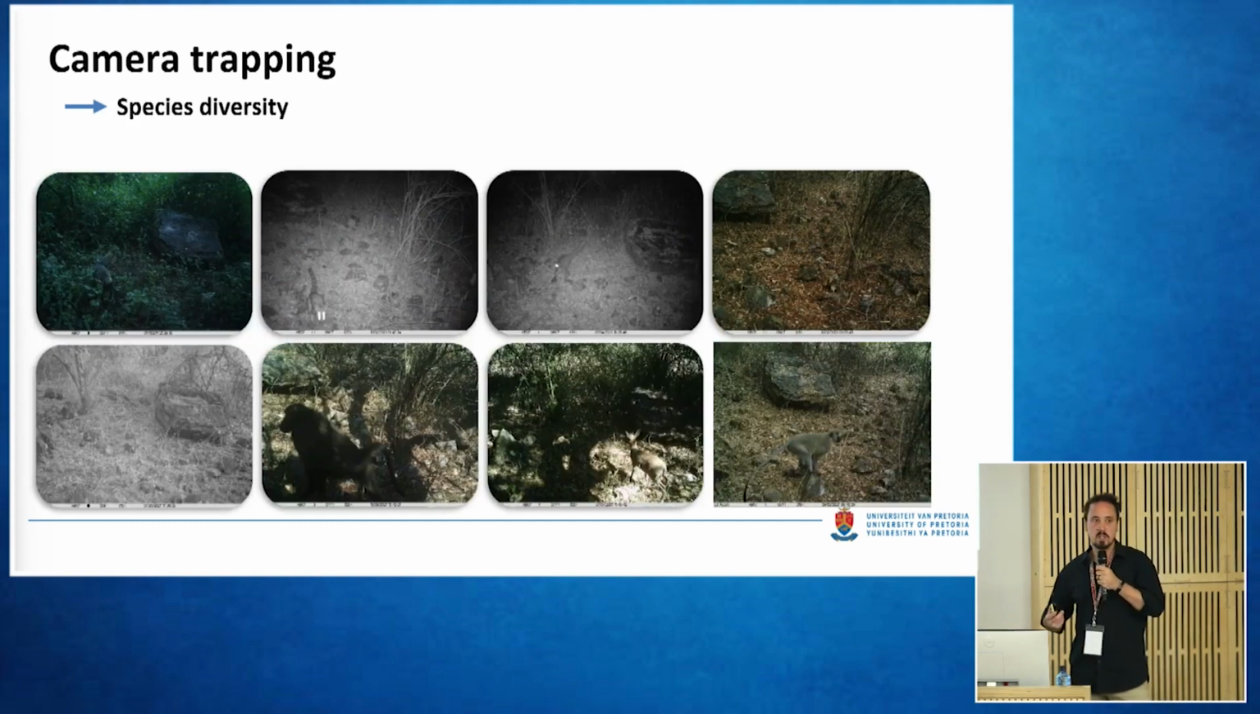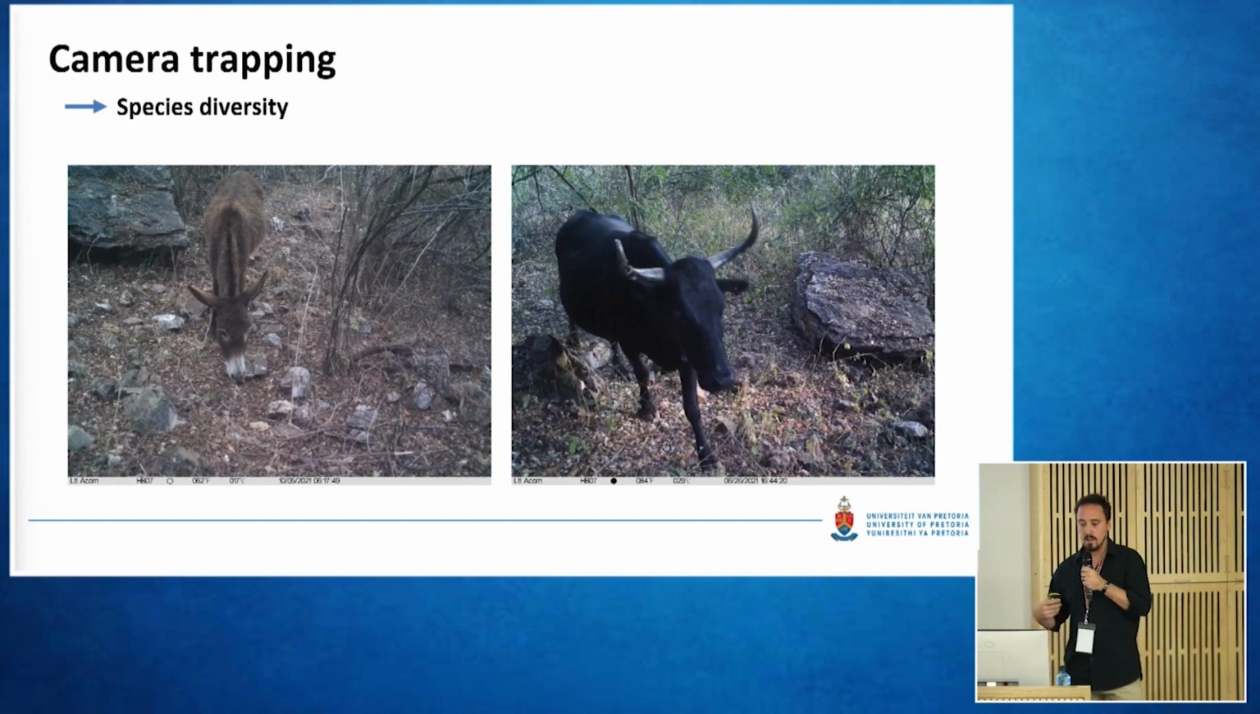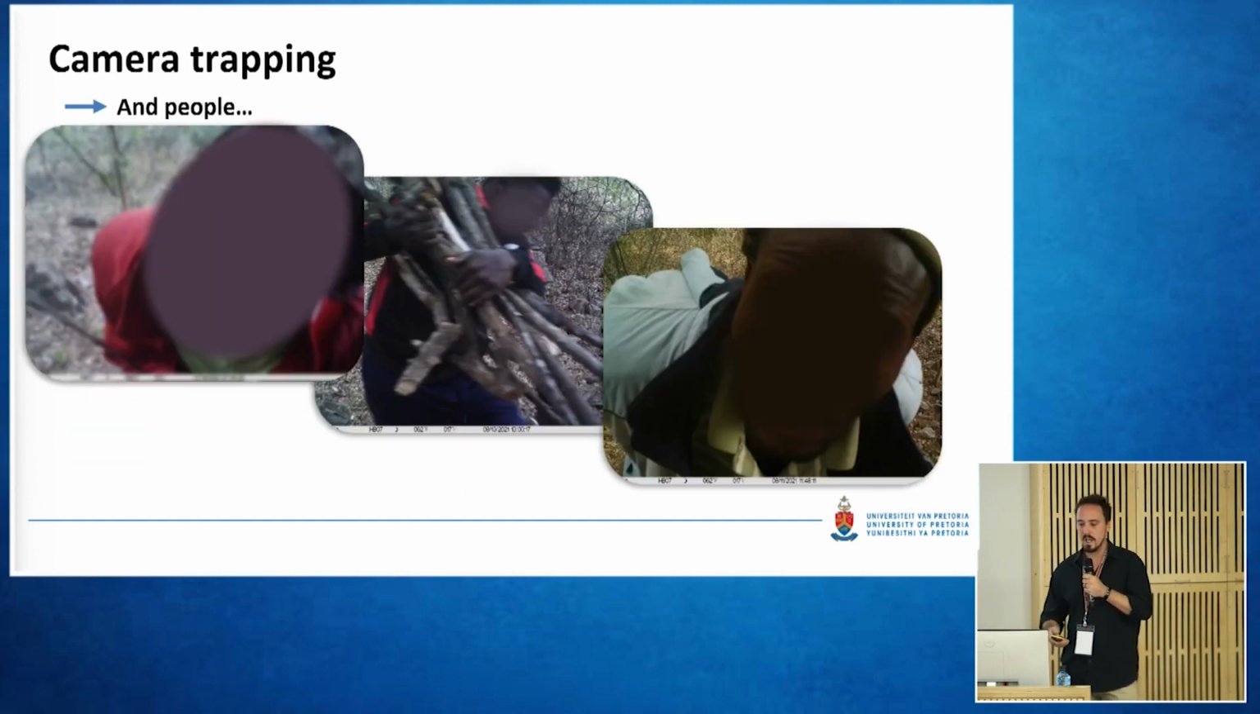You can also look at species diversity. But when you do this, it's more with traps that are baited. So you actually place bait in front of the trap, and you can draw in animals and look at what is in the area. And then again, we get a lot of stuff. Genets, jackals, monkeys, baboons, there's a little dassie. And again, you get the livestock coming past, not always towards bait, but just walking past. And again, some people who interact a bit more with the camera.